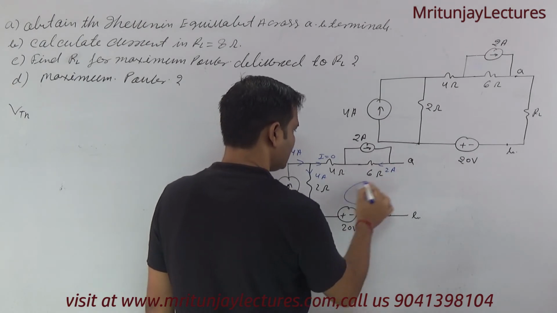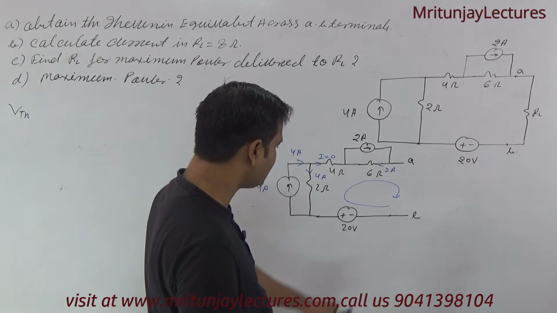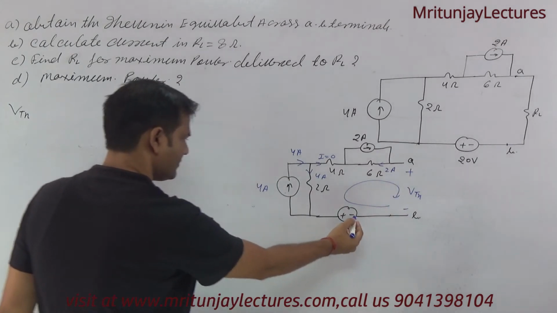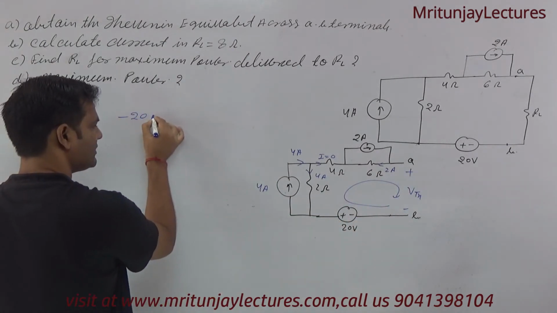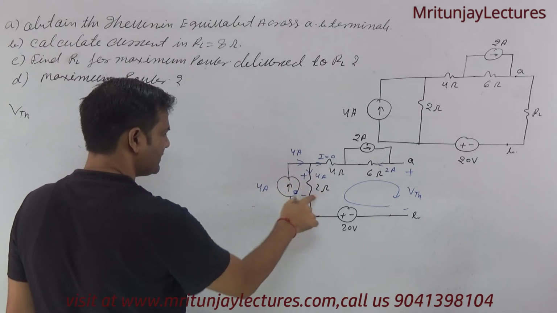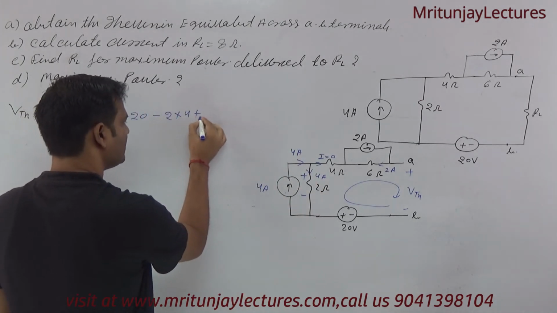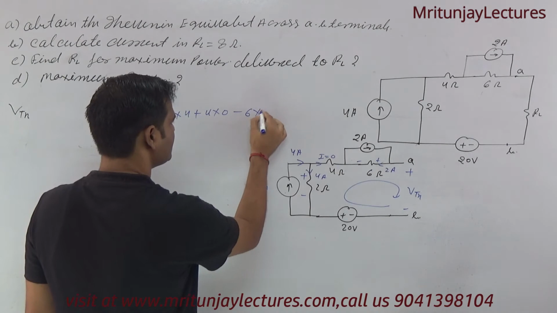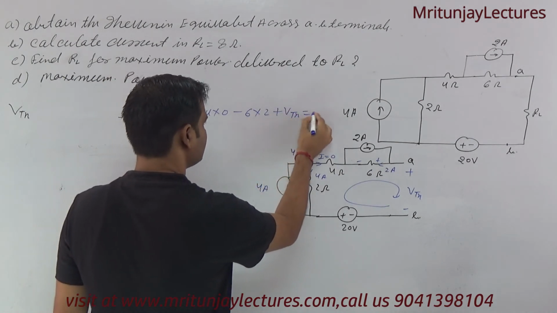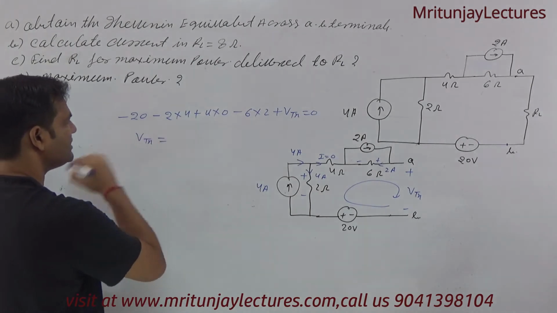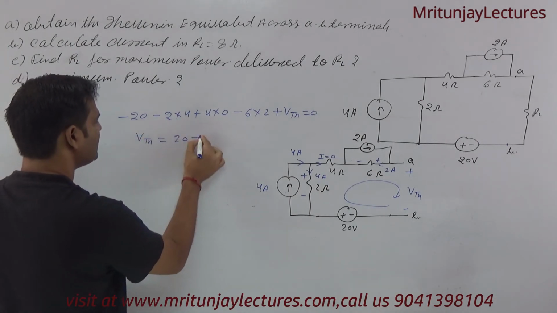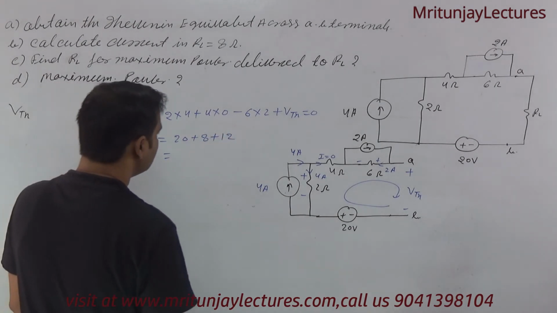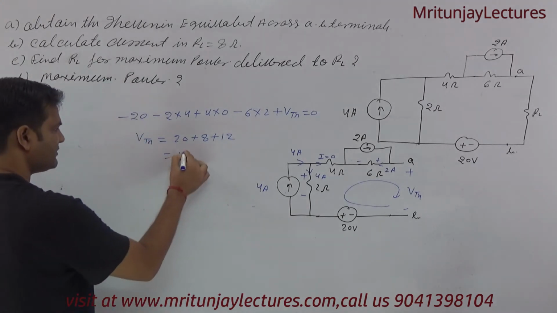So finally apply KVL in this loop, that is plus minus VTH. So minus to plus, minus 20. Direction of current, plus to minus. So minus 2 into 4 plus 4 into 0 minus plus minus 6 into 2 plus VTH. This will equal 0. So what about VTH? VTH is written as 20 plus 8 plus 12. Okay, that is 40 volt.